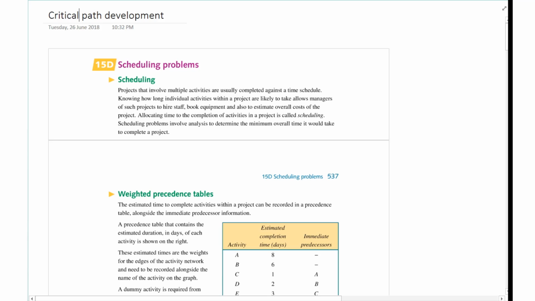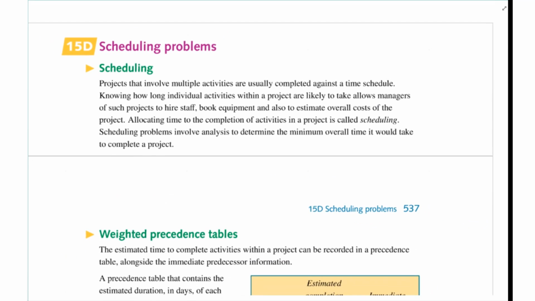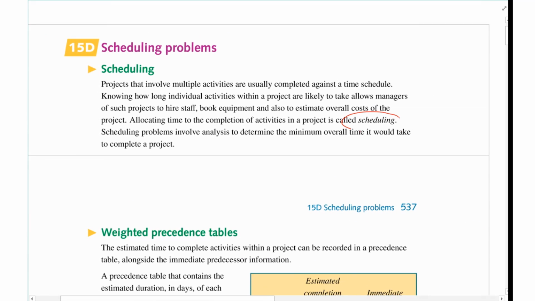Okay, so what we're looking at now is critical path development. So it's developing, working out what a critical path is. And what that essentially comes down to is a scheduling issue, as we say here. Okay, it's about allocation of time, when parts of a project are going to finish, and therefore when other parts can start, and all that sort of stuff.